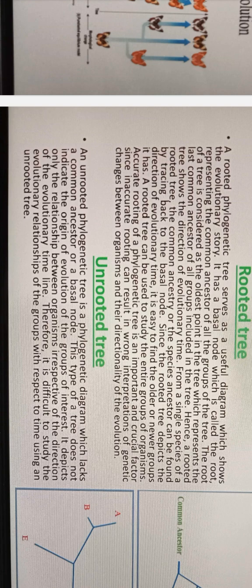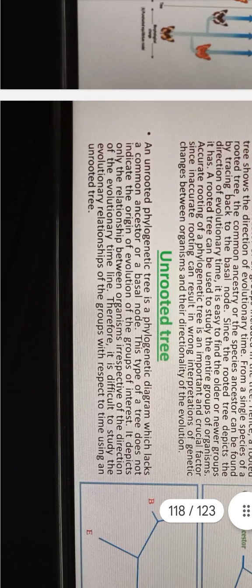Hence, a rooted tree shows the direction of evolutionary time. Since the rooted tree depicts the direction of evolutionary time, it is likely to define entire groups of organisms. Accurate roots of phylogenetic trees are an important indicator of changes between organisms and the directionality of evolution.